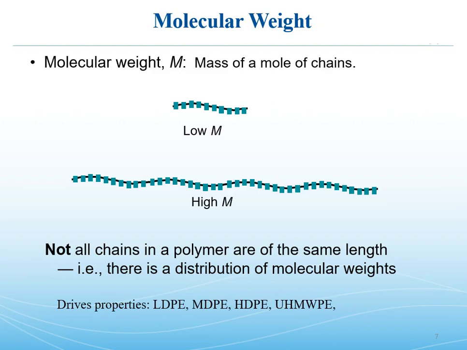So if you've ever spec'd out polyethylene or are looking to purchase it, these are some of the acronyms for polyethylene: low density polyethylene, medium, high density, and ultra high molecular weight. These do have different densities, but the descriptions mainly refer to differences in molecular weight.